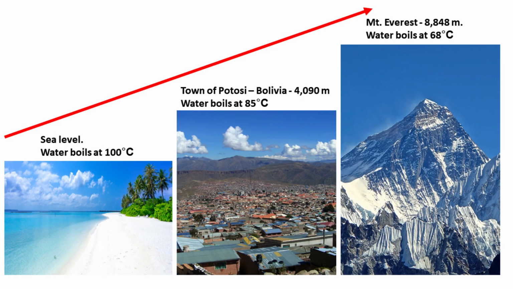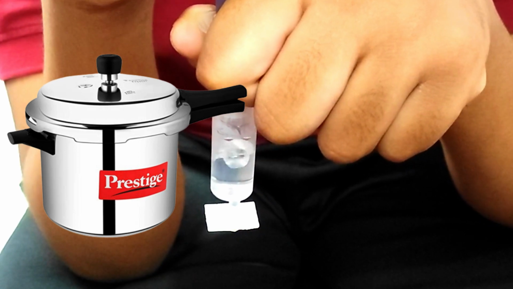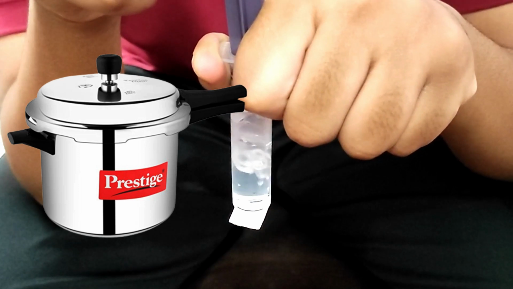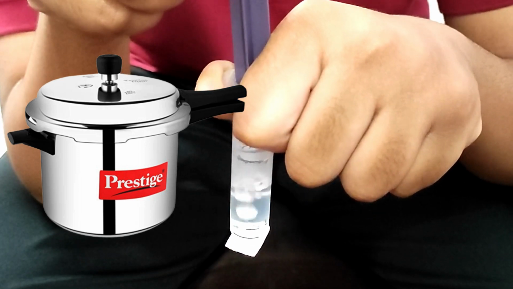This is the reason why water boils at lower temperature at higher altitudes where the atmospheric pressure is lower. It also explains why pressure cookers are able to cook food more quickly, because the higher pressure inside the cooker increases the boiling point of water, which in turn raises the temperature inside the cooker.